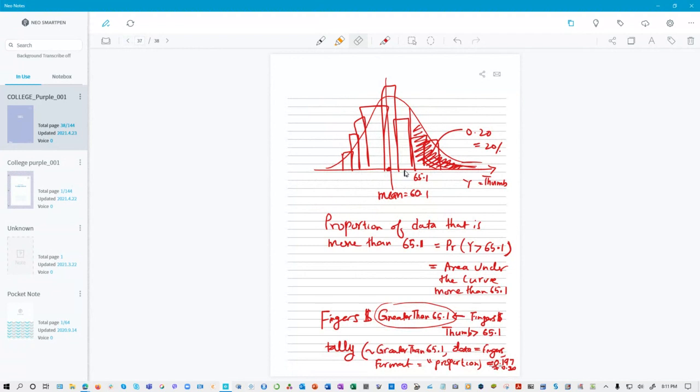We know that is 50%, more than 60.1. If the new observation is going to be more than 61.1, what would be the proportion? The probability. PR stands for the proportion or probability. See, probability that data.